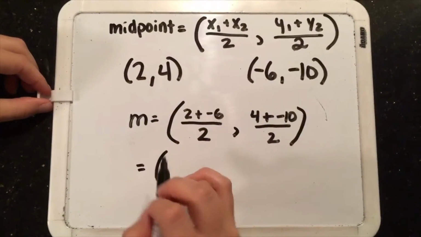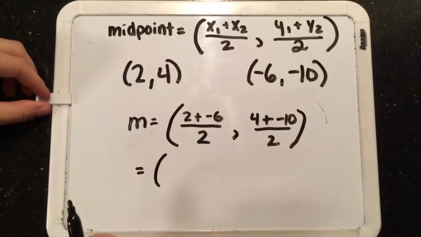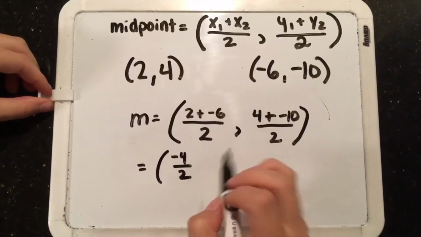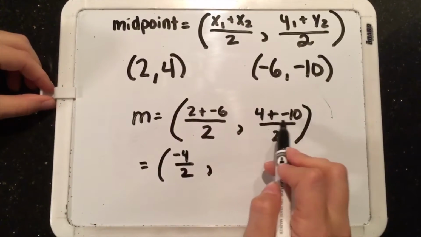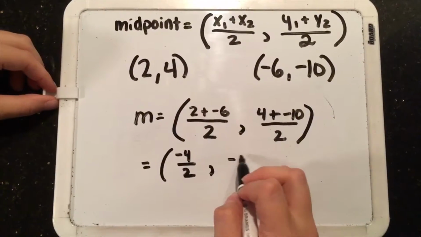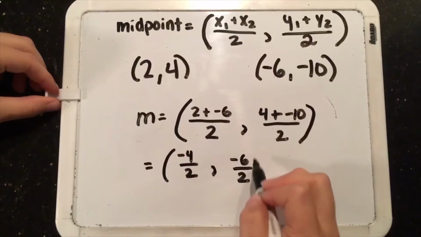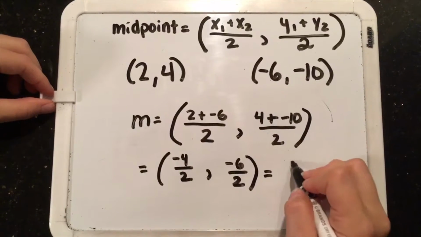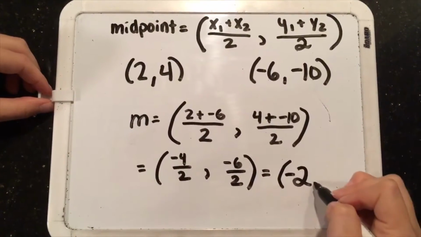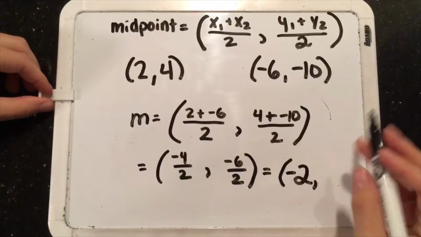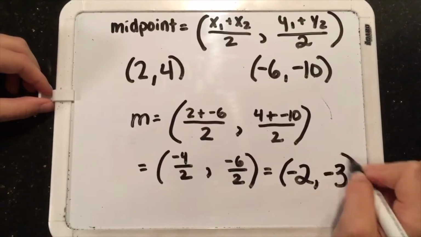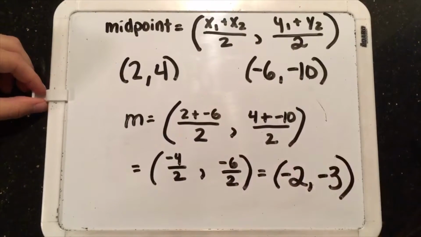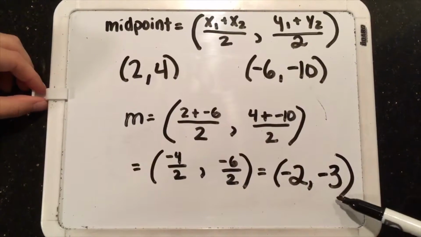If we reduce this, 2 plus negative 6 is negative 4 over 2, comma, 4 plus negative 10 is negative 6 over 2. And when we reduce this, negative 4 over 2 is just negative 2. And negative 6 over 2 is negative 3. Our midpoint between 2, 4 and negative 6, negative 10 is negative 2, negative 3.